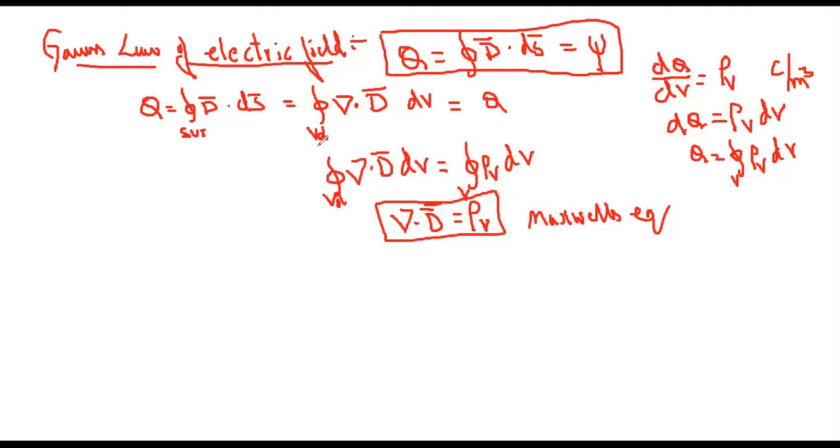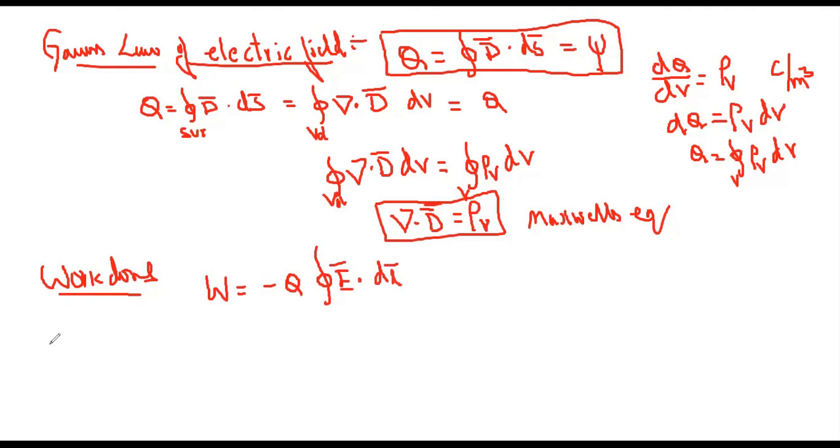Another one is there: the gradient of V, or the potential, and the work done W. The potential V is proportional to 1 by R. The work done W is equal to minus Q times the integral of E bar dot dl bar.